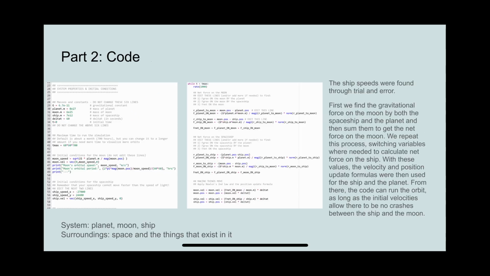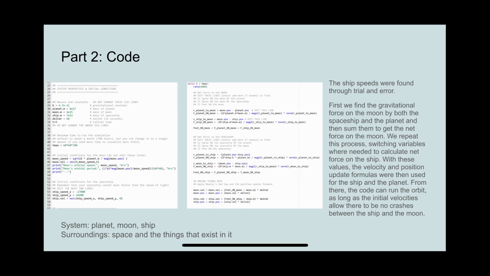For part 2 of our code, the initial conditions are given on the right, and the speeds that are in the initial conditions were found through trial and error. And the system for this part of the lab would be the planet, the moon, and the ship, and the surroundings would be space and all the things that exist in it.